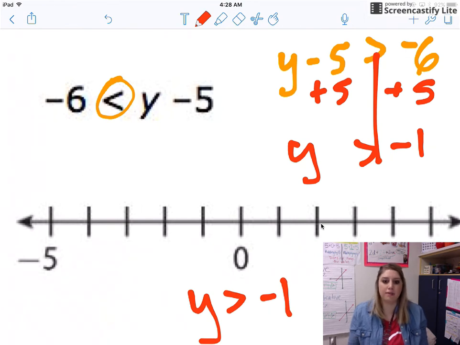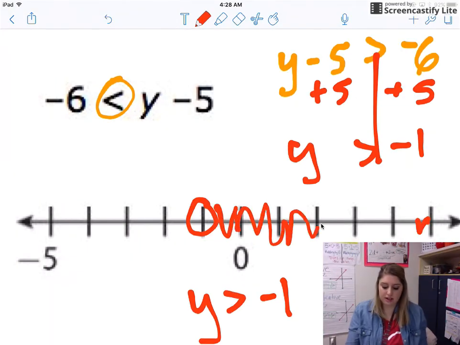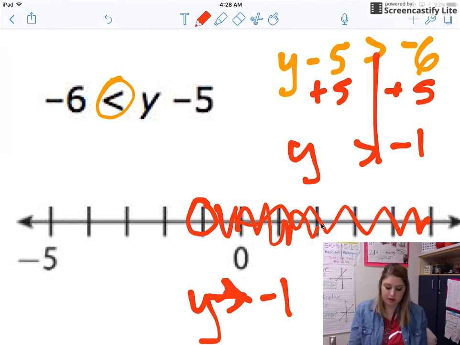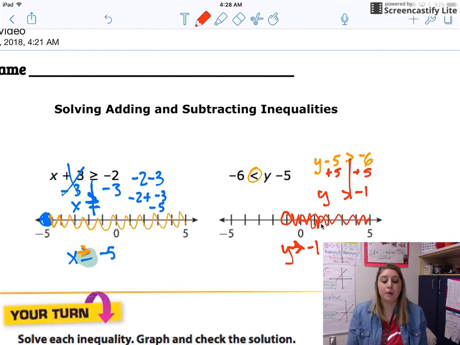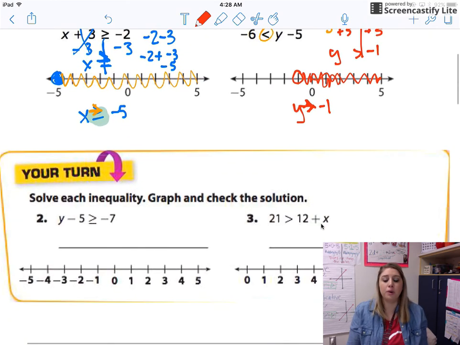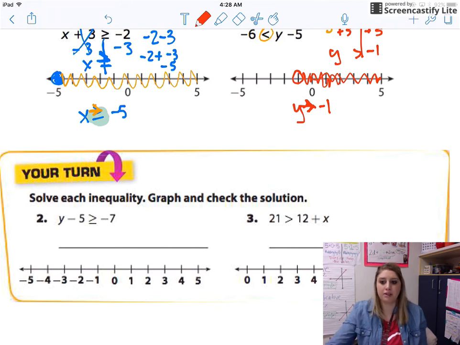Well, I need to graph this on the number line. So I'm going to go to negative 1. It's going to be an open circle because it doesn't have a line underneath it. It can't touch it. And it's saying y is greater than, so I'm going to shade to the right. Again, you could use your little cheat, draw an arrow in there, and it would show you an arrow pointing this way. y is greater than negative 1. I just did those two. It is your turn to try these two. Pause the video, and then we will come back to talk about those.